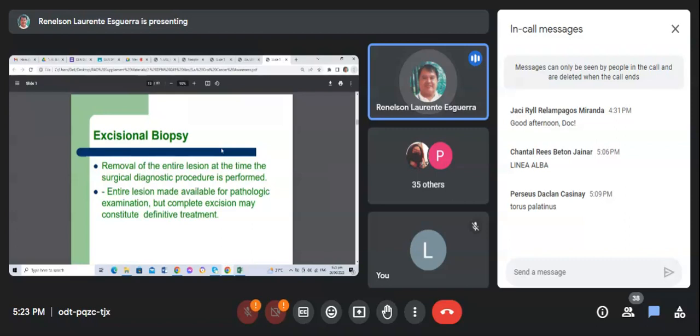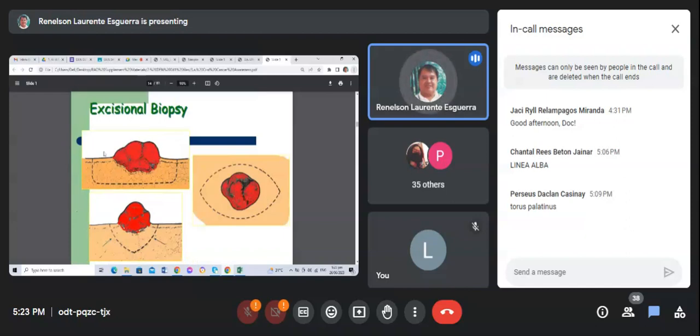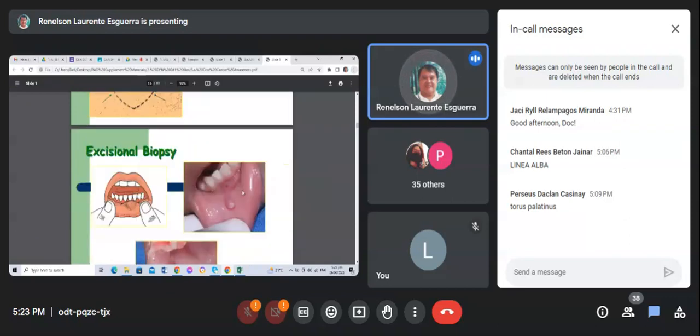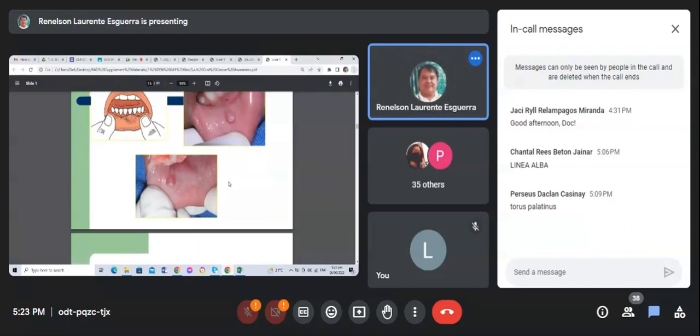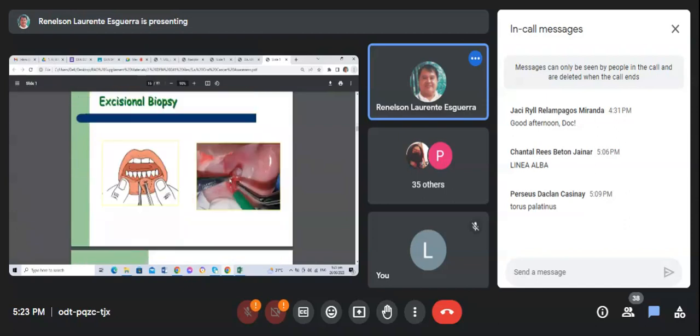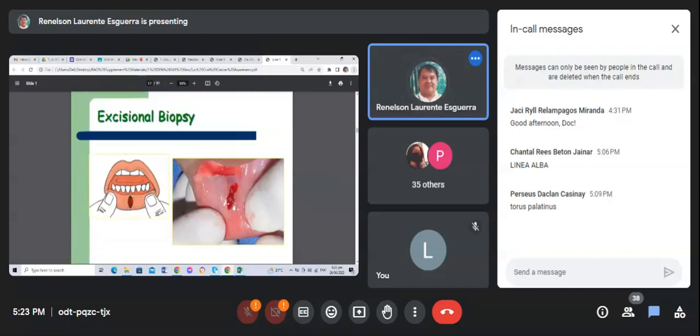And for excisional biopsies, it is the removal of the entire lesion. So if the size is small, you also need to include normal tissue around it. So let us look at a sample here. This one is a growth on the lip. With anesthesia, you anesthetize it and you do an elliptical cut. You take that out. You have a wound here.